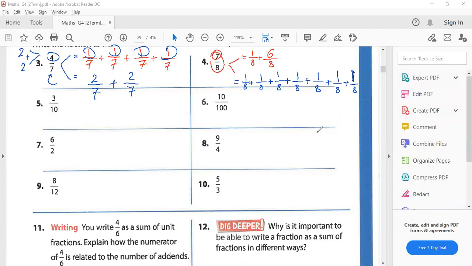And Abdurrahman, could you help me with the 3 over 10? Okay. We write 1 over 10 plus 1 over 10 plus 1 over 10. If we add 1 over 10 plus 1 over 10 plus 1 over 10, we will get 3 over 10.